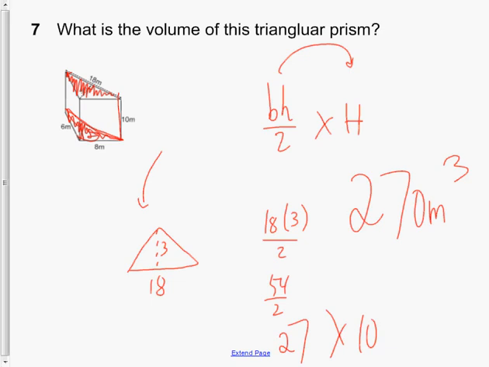Okay? Very important you put cubic meters, not square meters. Because square meters, as we all know, is for surface area. And it would be very unfortunate if you use this formula for the volume of any prism, because of course that is the formula for the surface area of a triangular prism, which is what I would need if I was painting it, not if I was filling it with water.